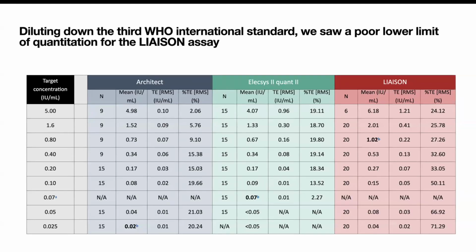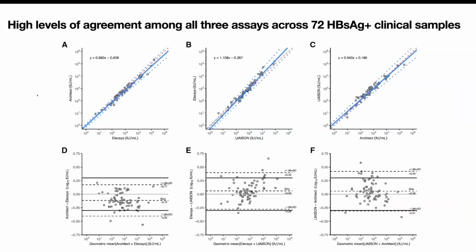But with the Liaison, we always saw a sort of limited linearity in our hands, especially with the third WHO international standard, that caused it to have a very, very tight linear range that we had to dilute into each time. And so that was sort of a limitation of that assay. If you just take 72 samples that were qualitatively positive on our existing assays and compare them, this is where the assays do quite well.